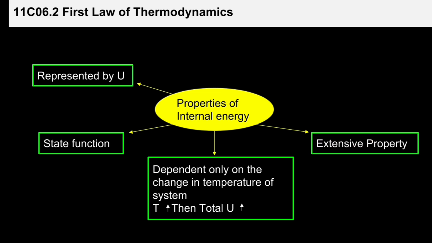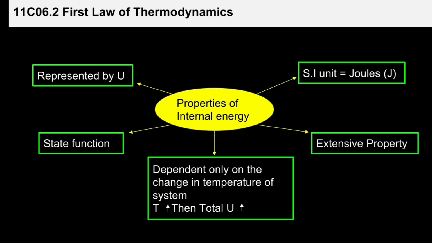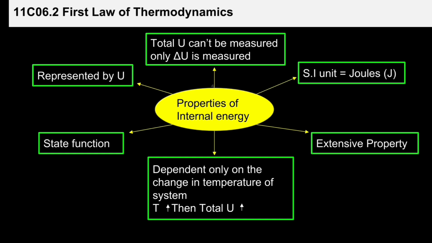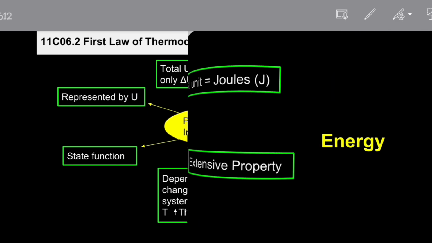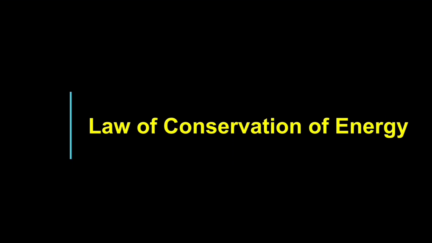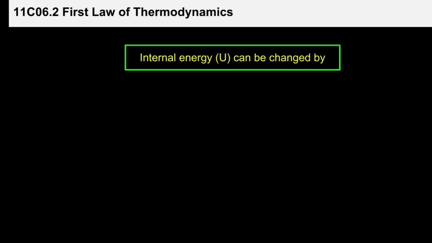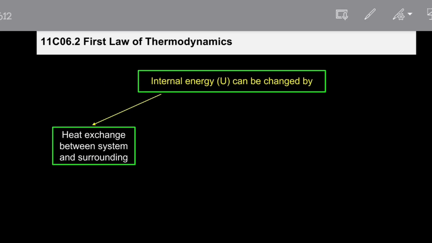We represent internal energy as U, and its SI unit is joule. Measuring the absolute internal energy is very difficult, so we can only measure the change in internal energy during the change in state. So the next topic is the law of conservation of energy. We can understand the law of conservation of energy through the change in internal energy. So let's see how we can change the internal energy of any system.